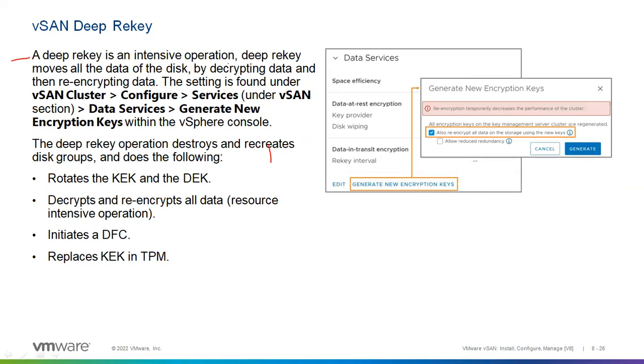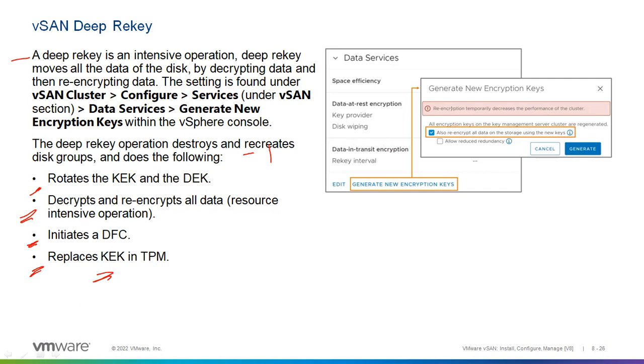So a deep rekey is an intensive operation. Deep rekey moves all data off the disk by decrypting the data and re-encrypting the data. If we want to decrypt and re-encrypt the data, the deep rekey operation destroys and recreates the disk group and does the following: rotates the KEK and DEK, decrypts and encrypts all data, initiates the DFS, and replaces the KEK in the TPM.